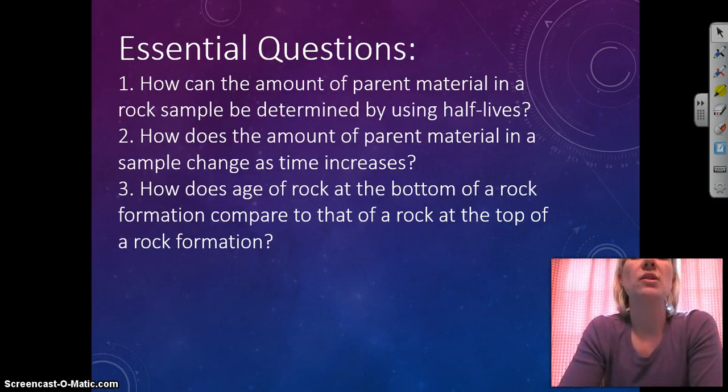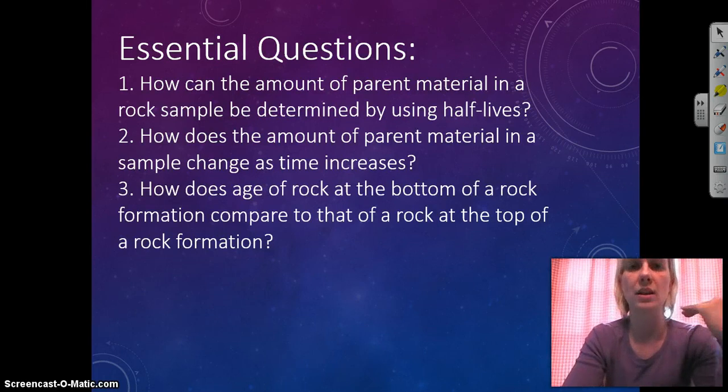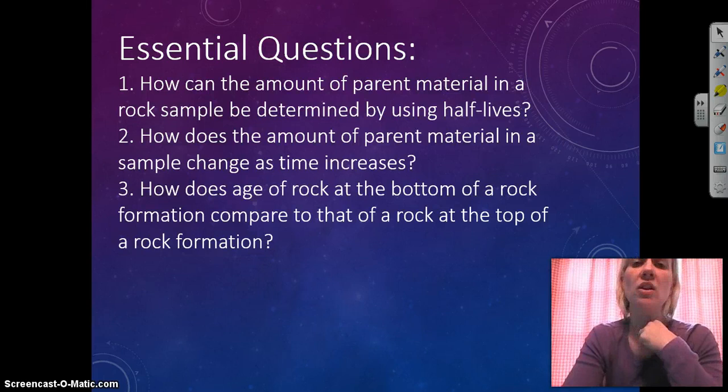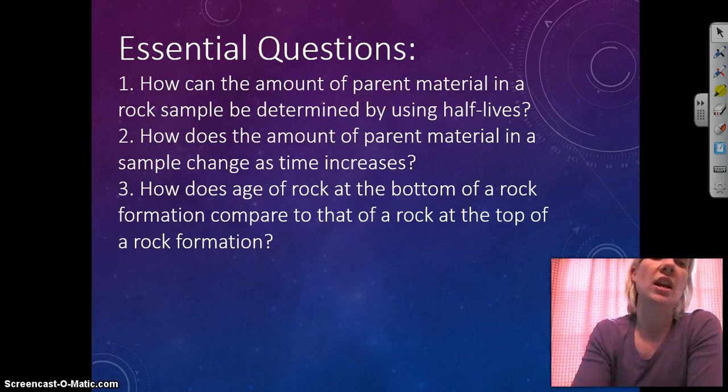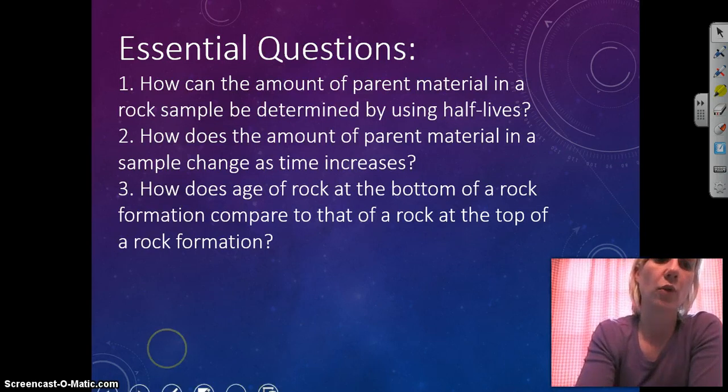These are the essential questions. So if we walk out of this lesson and you can't answer these questions or you have no idea what they mean, you need to go back and read over the presentation again. You also need to ask your teacher or come in for some help. So we're looking at: can we know the amount of parent material in a rock sample by using a half-life? Does the amount of material change as time increases, or how does it change as time increases? And then understanding how that relates to rock and fossil formations.